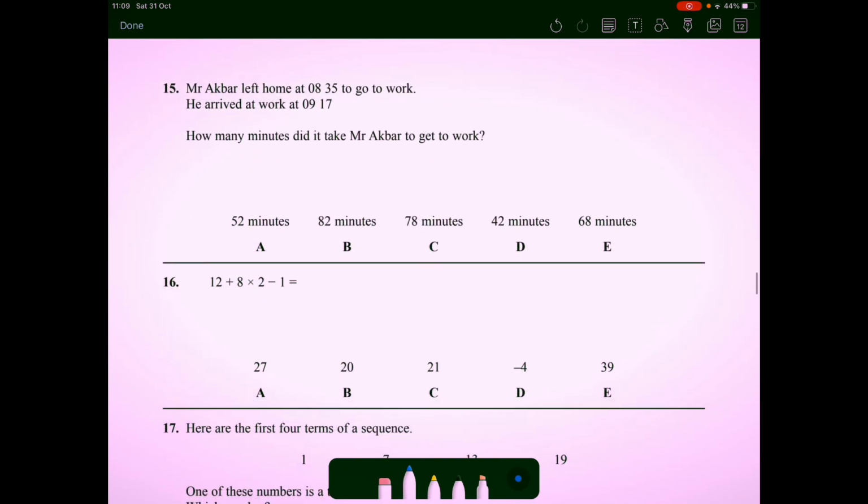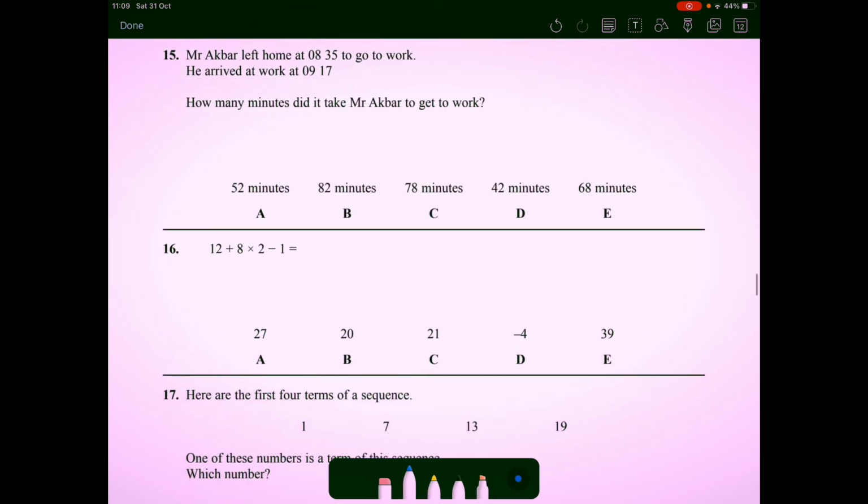calculation. Question 15. Mr. Akbar left home at 8:35 to go to work. He arrived at work at 9:17. How many minutes did it take Mr. Akbar to get to work? With time questions, totally up to you, but I'm going to show you how to do this on a number line.